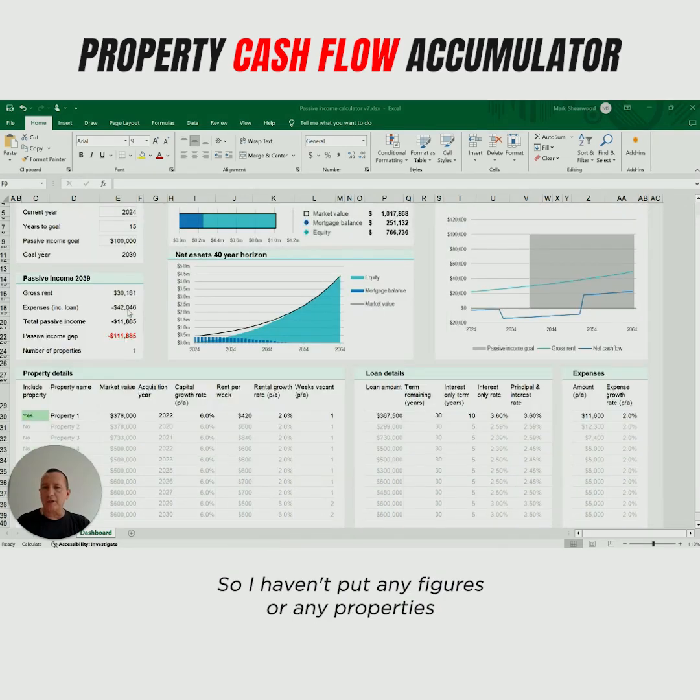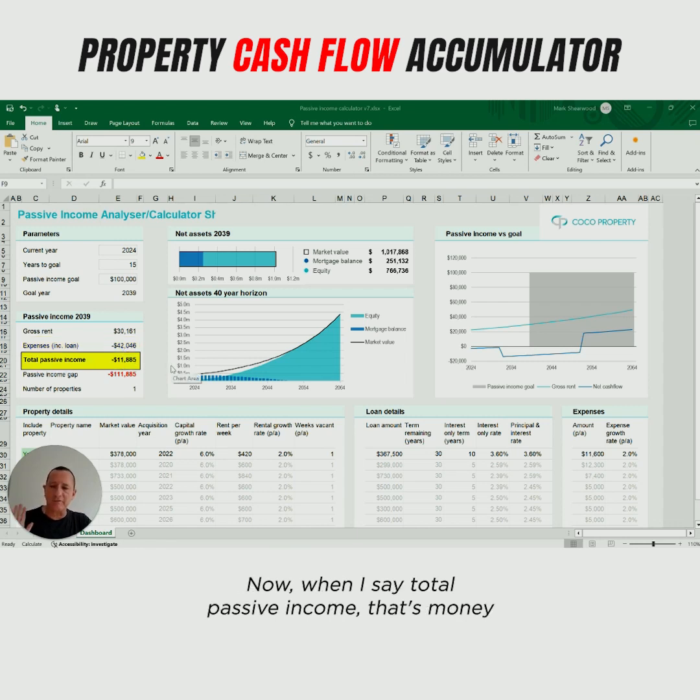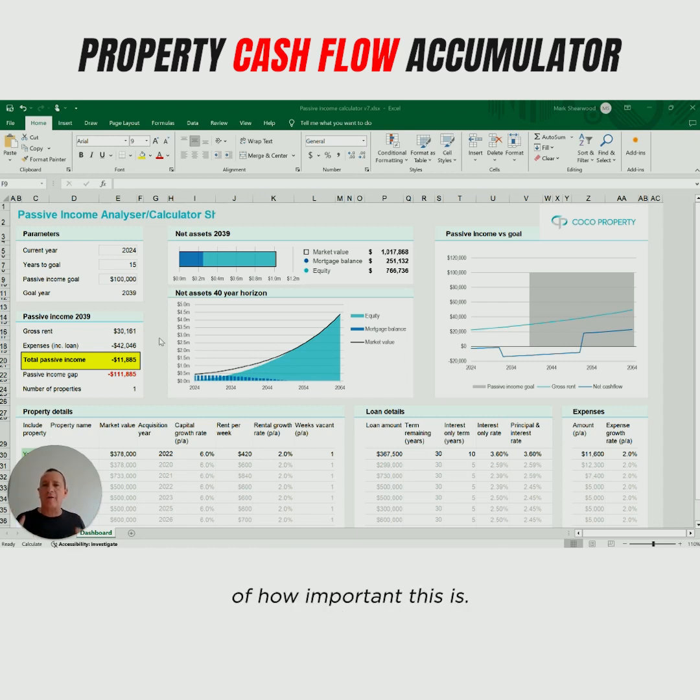I haven't put any figures or any properties into this at the moment. So our 15-year goal will take us to 2039, and in 2039 it will tell us what our gross rent is, what our expenses on our properties are, and what our total passive income is. Now, when I say total passive income, that's money after paying all expenses, including tax. So that's money after management fees, council rates, mortgages, everything, the lot, right? Two weeks letting fee per year, expenses on the property, the lot. So this is what I was trying to explain to you of how important this is. This is a total, utter plan.